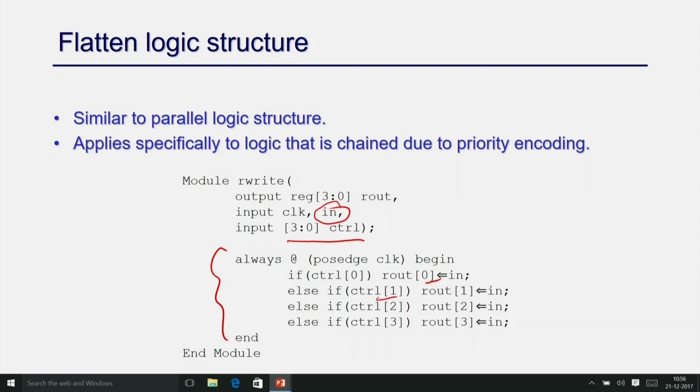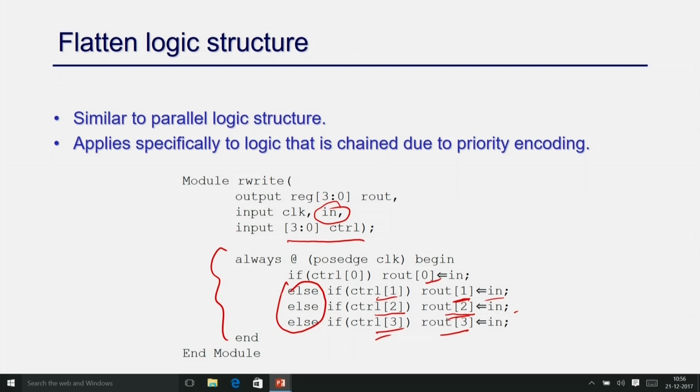If control bit 1 is 1, then you update the bit 1 of that output with this input. Similarly, if control bit 2 is 1, then you update the second bit of R out, and similarly for control bit 3 you update the third bit of the register with the input. The other bits remain as they are, right. So, this is very obvious, you write it like this with else if, right.